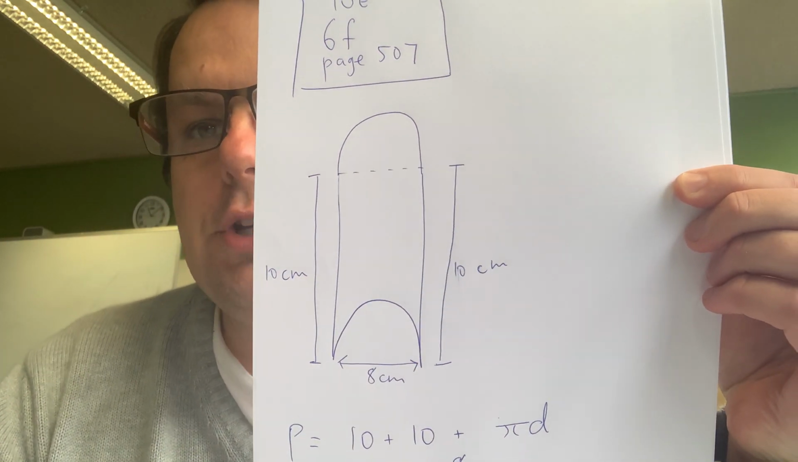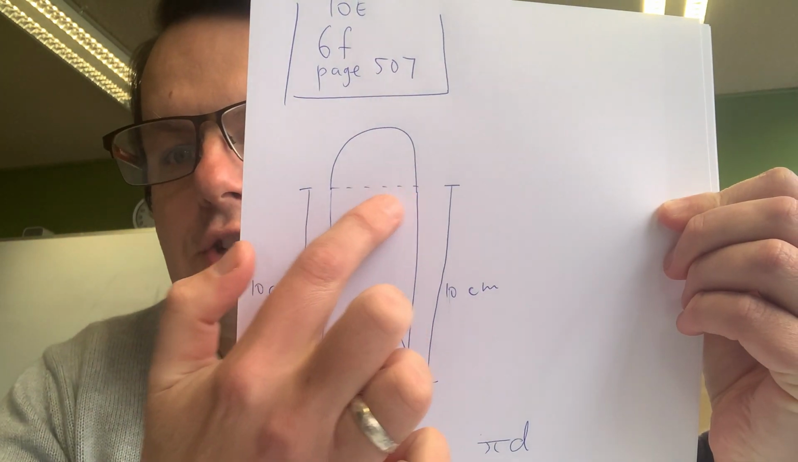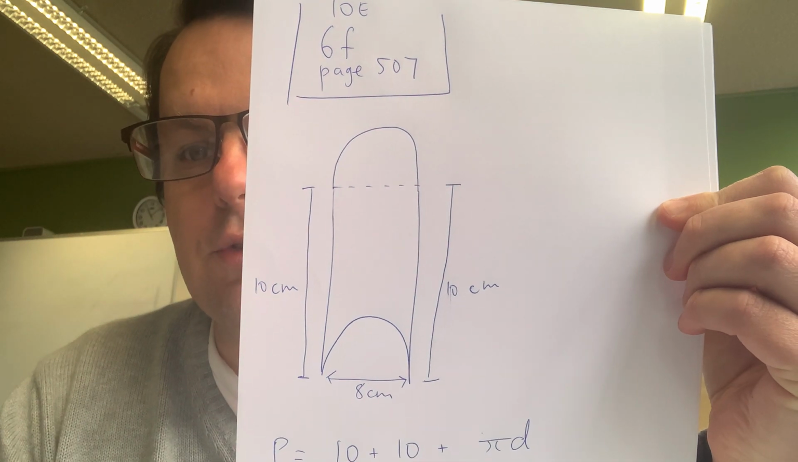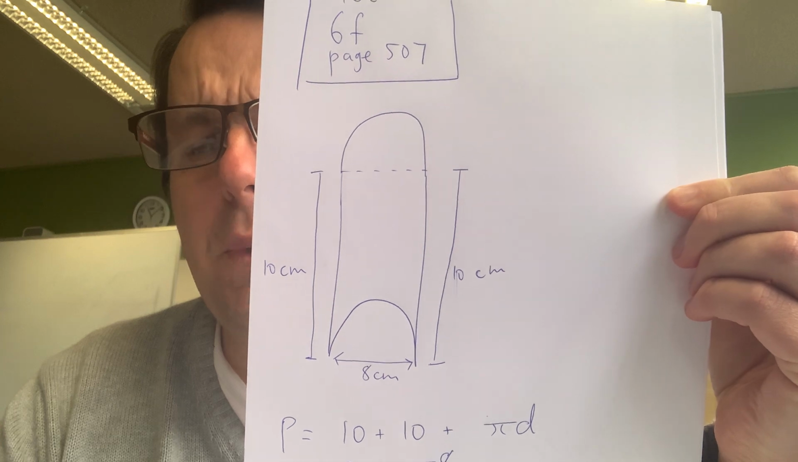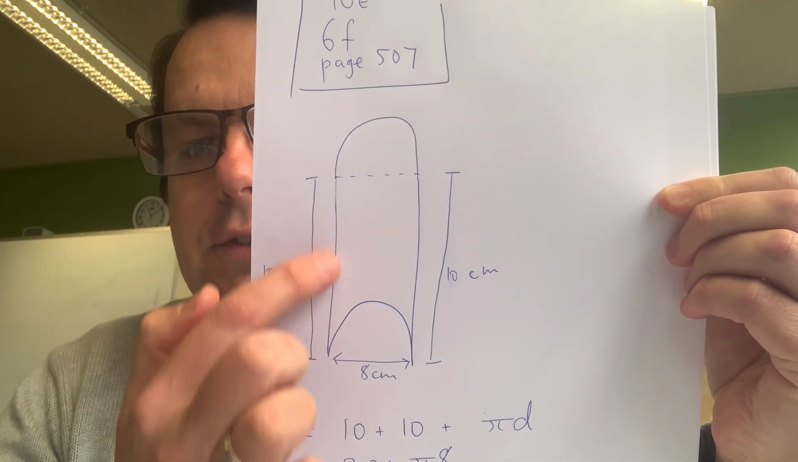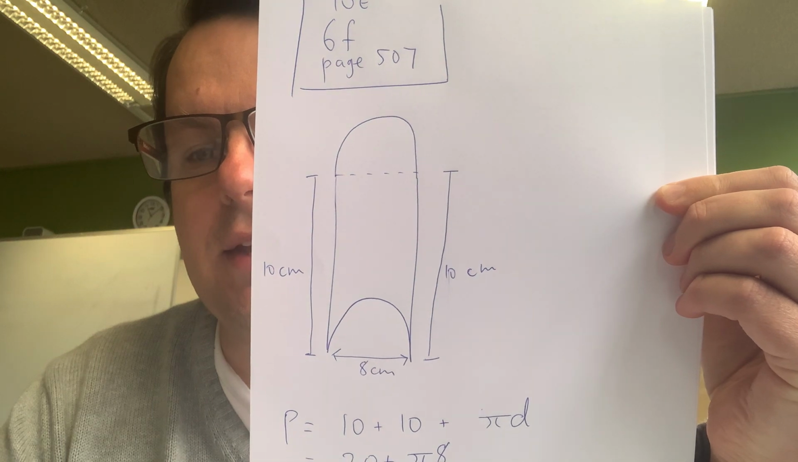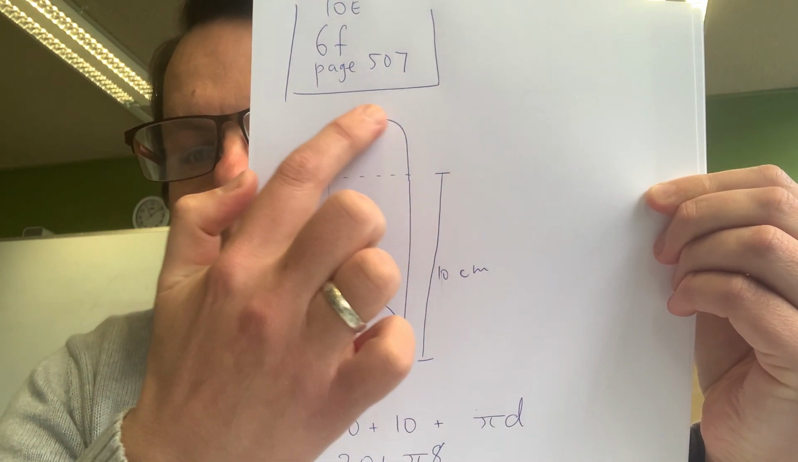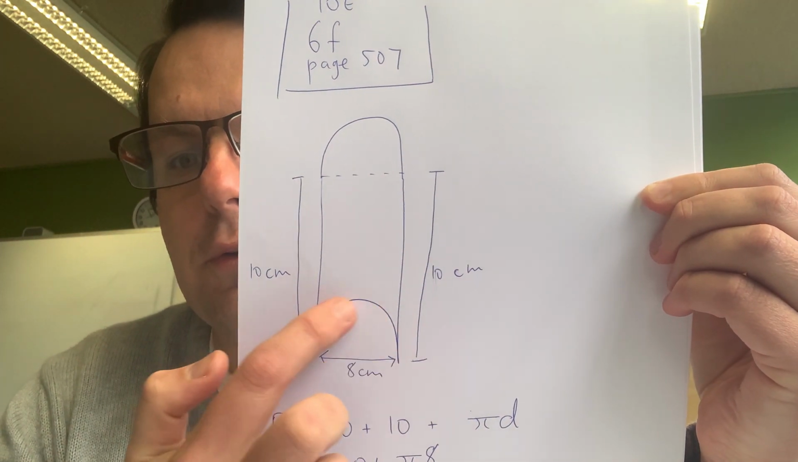as well. And what you've got to do with these questions sometimes is put in a dashed line so that you can break the composite shape up into shapes that we can work out the perimeter of. So when you look at this, you've got these two straight edges, okay, and they're 10 centimeters each, so they're easy. And then you've got two bits of a circle, okay, and it's two half circles when you look at it.